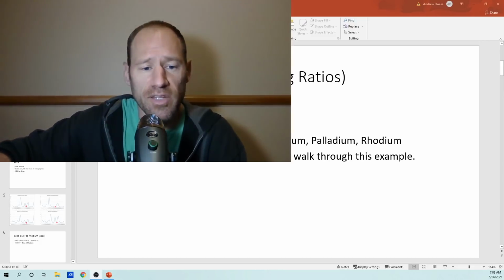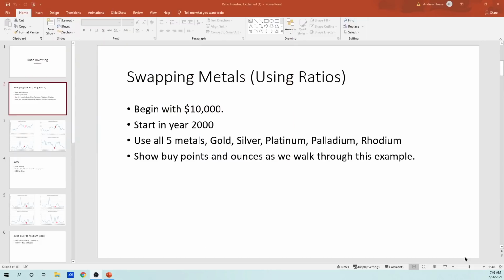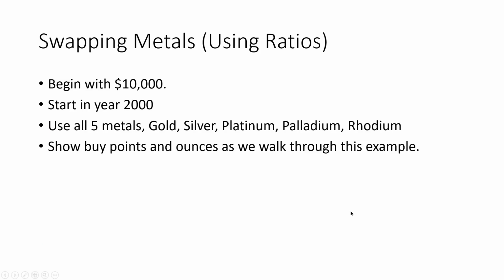So let's get into the scenario here. We've got $10,000. That's the scenario. It's in the year 2000. That's just because it's the year after I graduated college or high school. I just chose 2000. It was 20 years at the time, so it's 2020. We're doing this for 20 years, this analysis, and we're starting in the year 2000. I'm going to use all 5 metals: gold, silver, platinum, palladium, and rhodium. Whatever the ratio tells me to buy, I'm going to buy it.